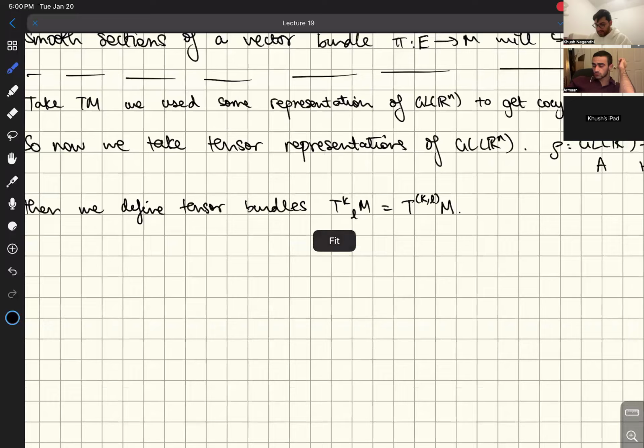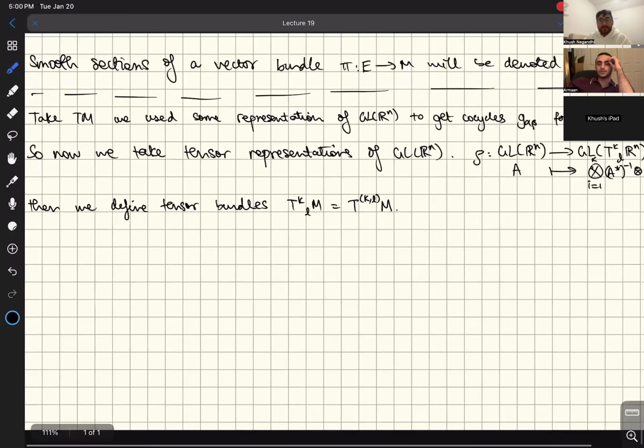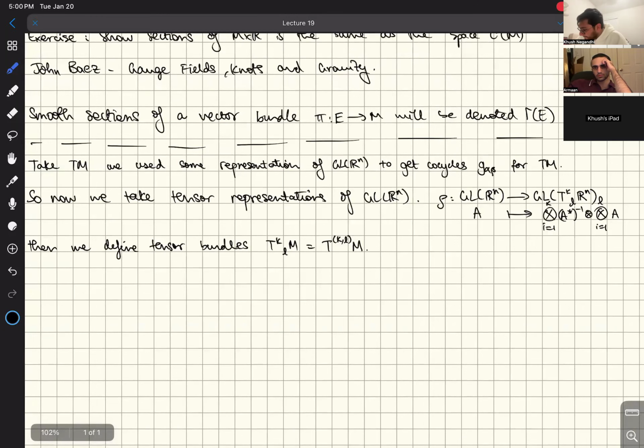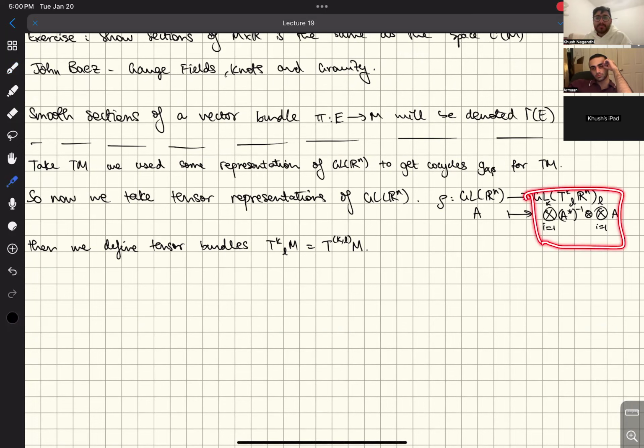But okay, let's look at the map rho we've defined. Is it bijective? I doubt it, because this says that every tensor is decomposable, which is not true.